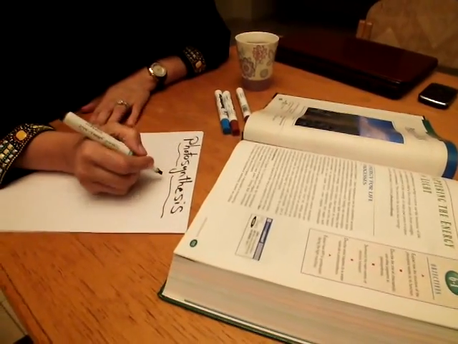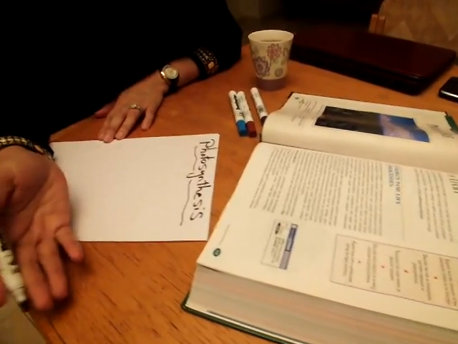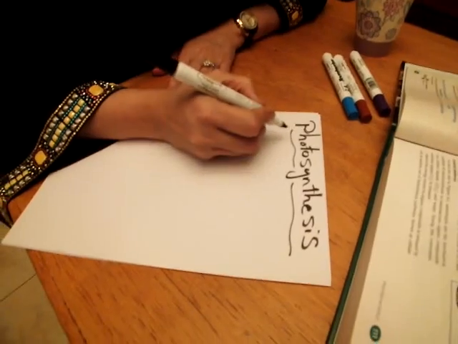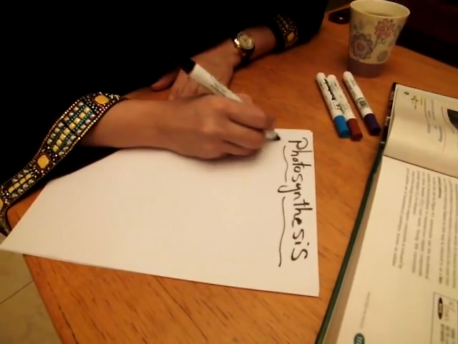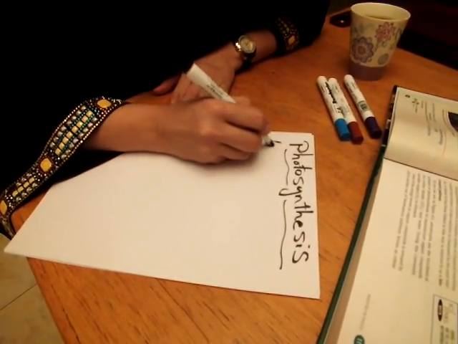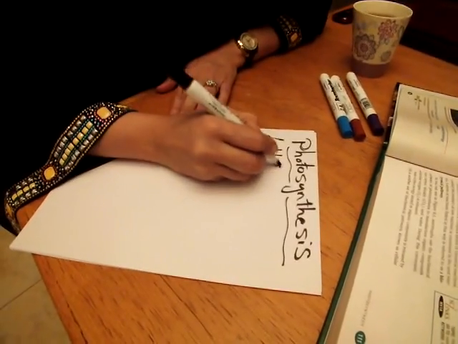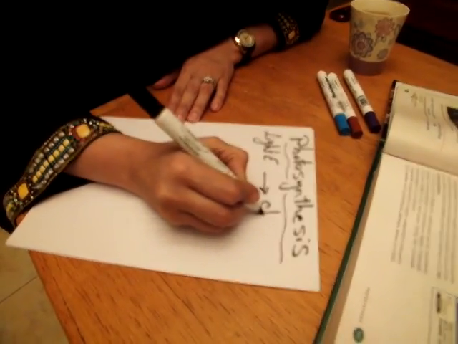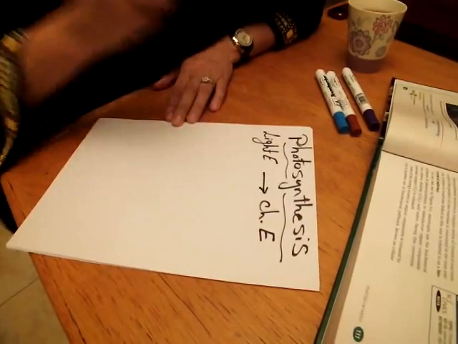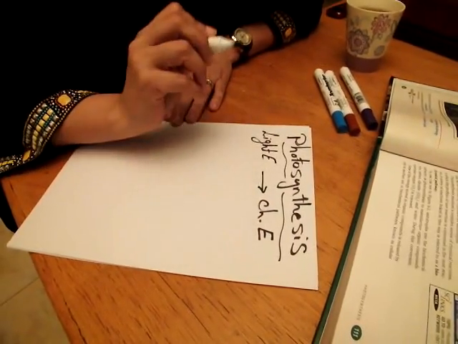Okay, photosynthesis is the process by which, you know this of course from your previous study, the plants convert light energy to chemical energy in the food. Light energy from the sun into chemical energy in food.